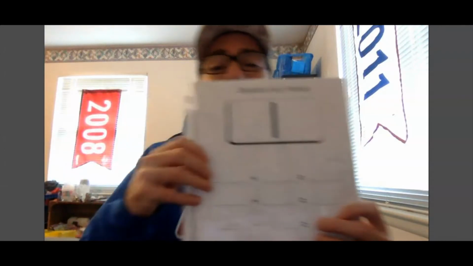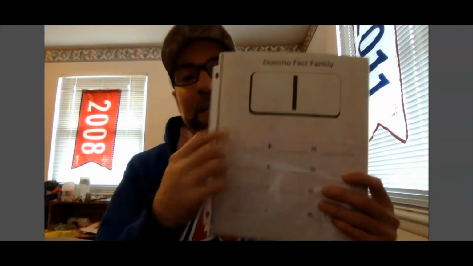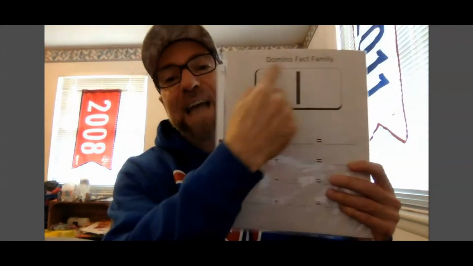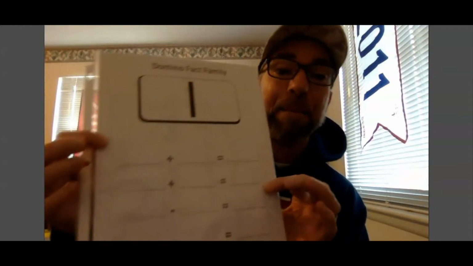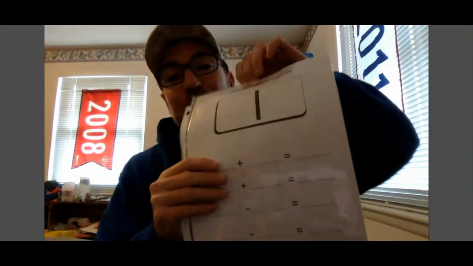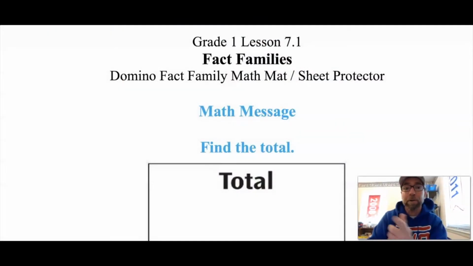Today, we're going to take a look at a family, but it's a math family, a math fact family. And you are going to need a brand new math mat for today's lesson. This is called the domino fact family. You can see there's a big empty domino at the top, and then there's some blank number models. You're going to want to find this math mat, place it inside your sheet protector, get your marker, and you will be all ready for today's math lesson.